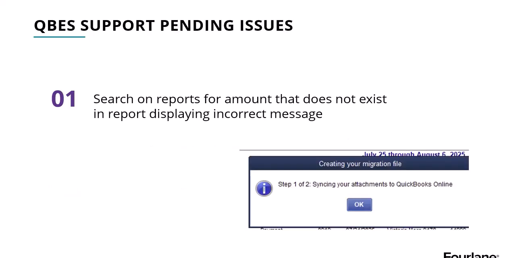The one thing that we have outstanding right now in support is not something that's going to break anybody, but it's funny. So when you search on reports for an amount that does not exist on the report, it's displaying this message, "creating your migration file," which is clearly not what's happening. It should say something like that number does not exist. So it's just an incorrect error. That hasn't been fixed yet, but it's not breaking anybody. It's not like something's going wrong, but they do need to fix that error message.